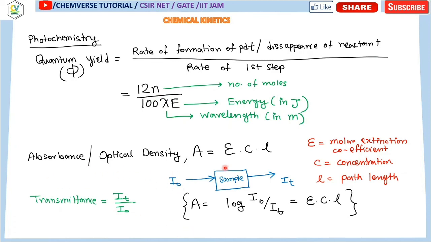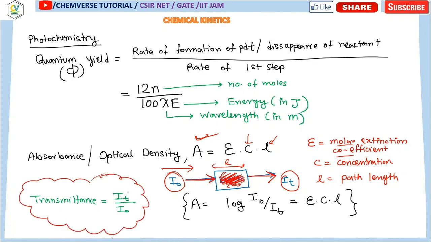Now the absorbance or optical density is nothing but epsilon Cl. The sample is over there, and the light is passed through it. When that light is passing through it, you can think that I0 is the intensity of the incident light, and It is the intensity of the transmitted light, and some of the light is already absorbed by the sample, so that is represented in the form of absorbance, which is basically epsilon, the molar extinction coefficient, into the concentration of the solution, and the length, which is this path length. Now what is the expression for the transmittance?